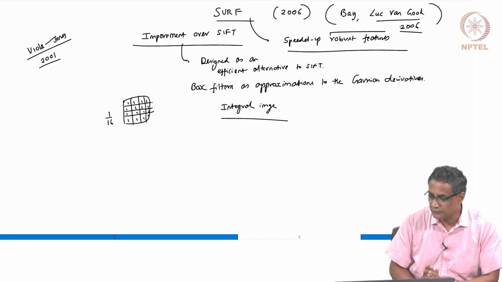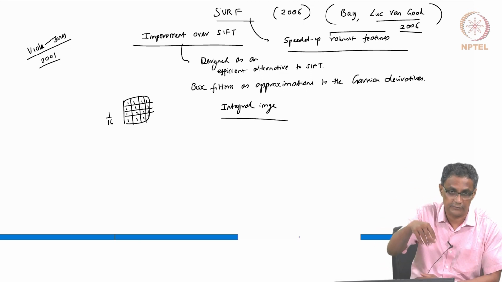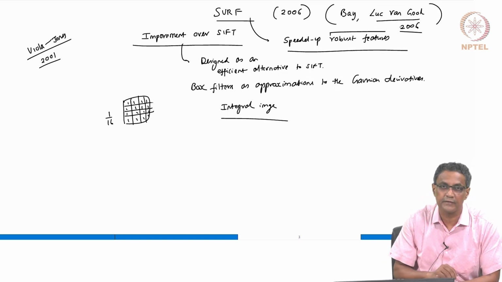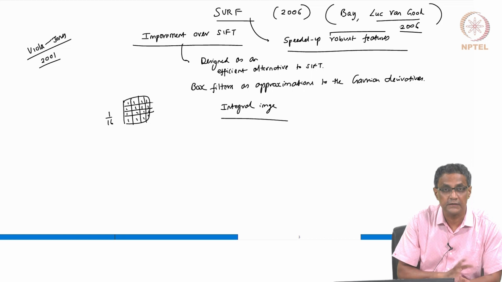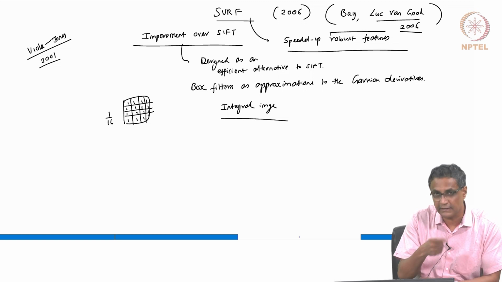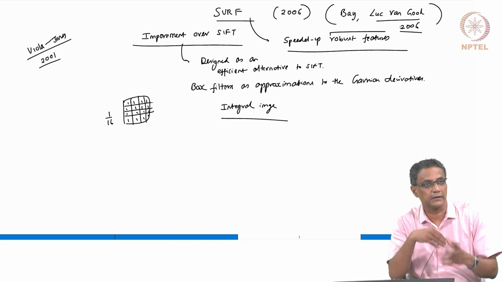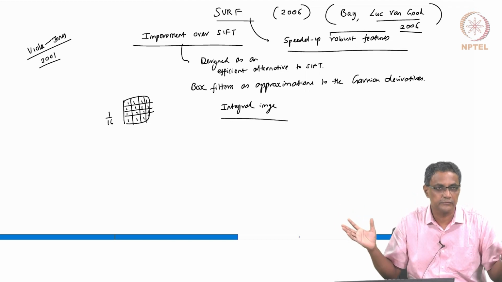If your sigma goes up, then the spatial support goes up, and then your computations go up. So the claim is that using this integral image, it's totally invariant. Whatever size you give me, a 99 cross 99 kernel, I will take the same amount of time that I would take for a 3 cross 3. That is the claim. And once you can make that happen, you no longer have to look at different octaves and all that. You can simply run it through.